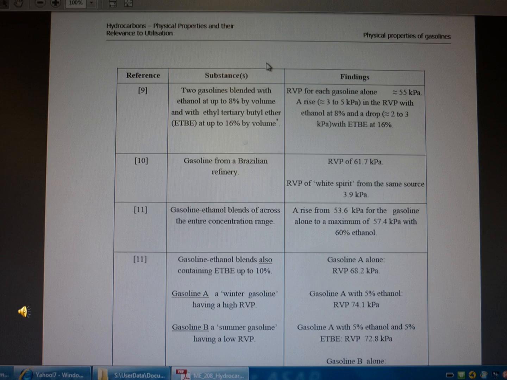So these are different substances, mixtures of different substances, and there is also the RVP calculation. For the different kinds of substances, you can see the RVP calculation in this table.